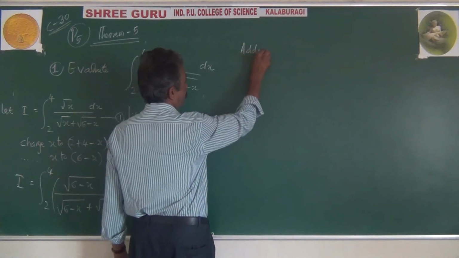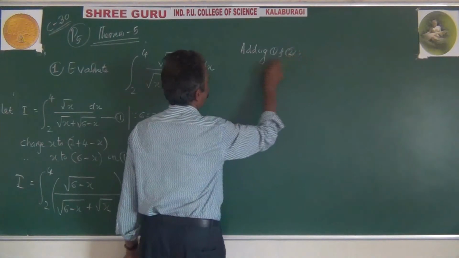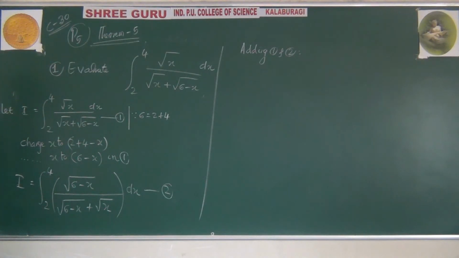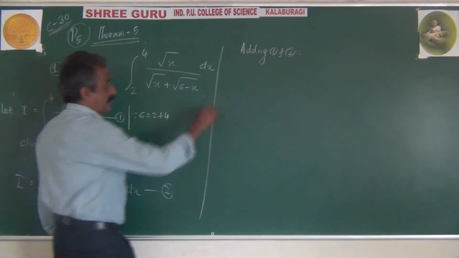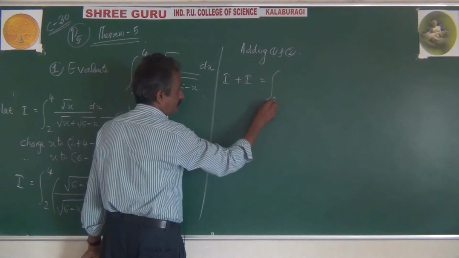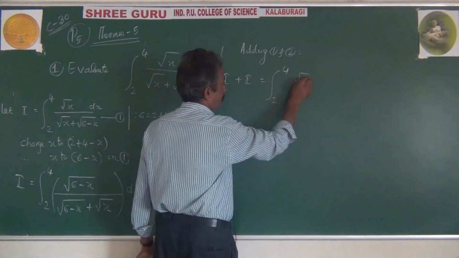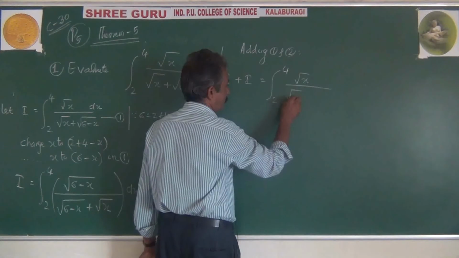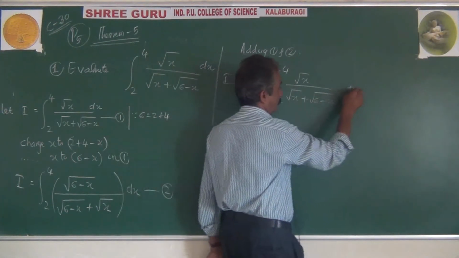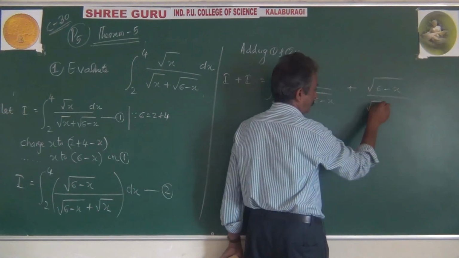On adding integrals 1 and 2, left side I plus I, right side integration plus integration, integration 2 to 4 root x by root x plus root of 6 minus x plus root of 6 minus x by root x plus root of 6 minus x.